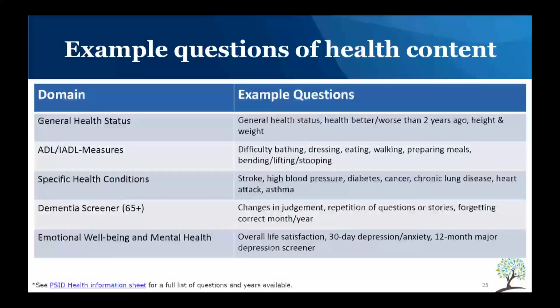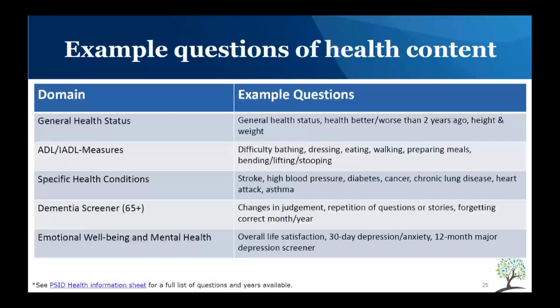So I'm almost done here and I'm just going to touch briefly on some of the health content things. Instead of talking about broad strokes of the entire study, this is some of the stuff that's collected today. So in the current health content, we do have self-reports.